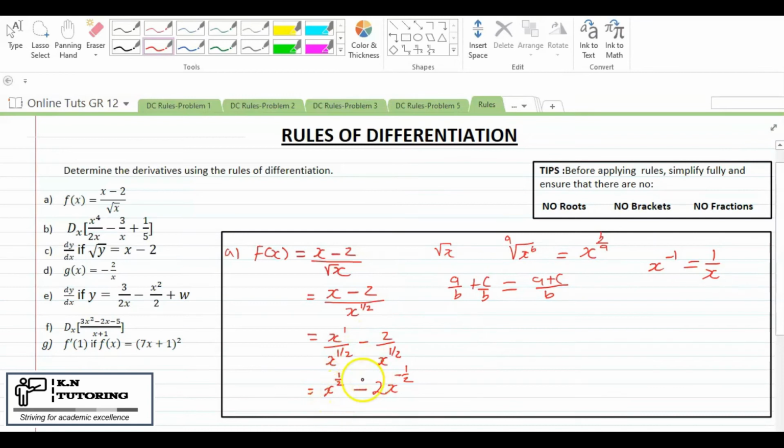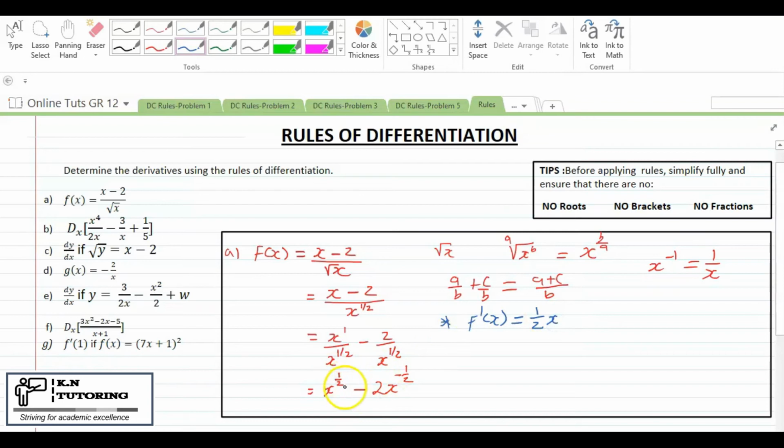Now that I don't have brackets and I don't have fractions, I can start applying my rules of differentiation. Since I don't have space there, I'll just write it here. So now I'm applying the rules of differentiation, and I check the notation. This will be f prime of x, which will be 1 over 2 times x.